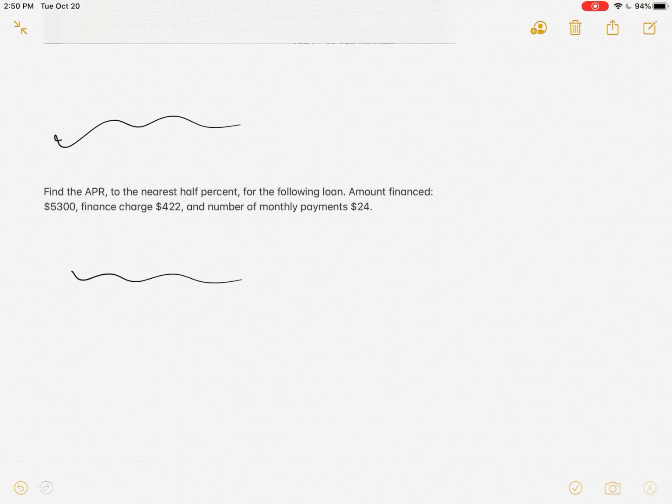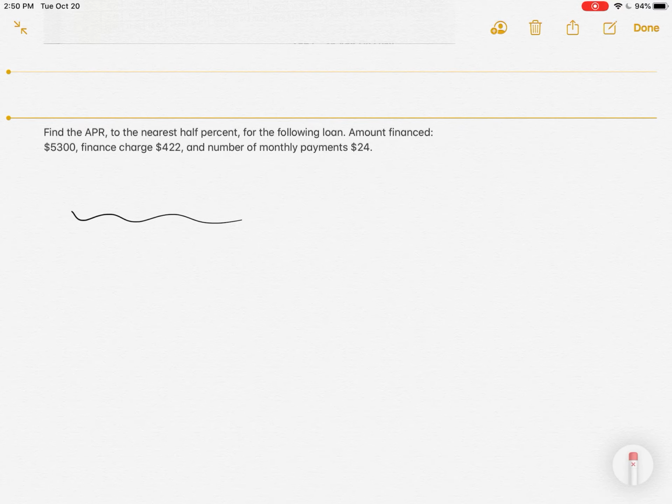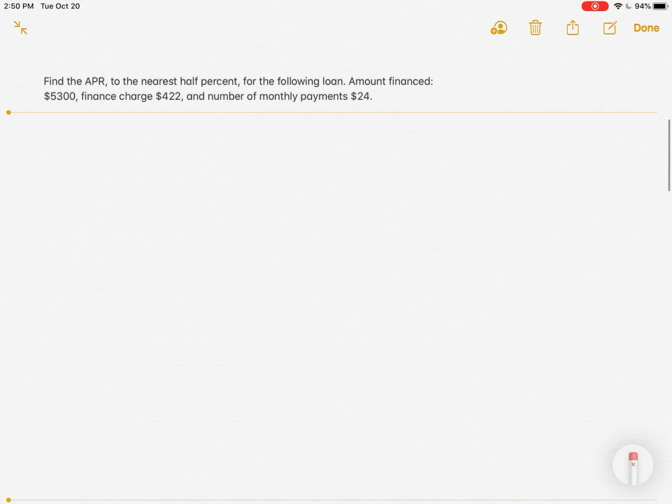Let's take a look at a problem that they're going to give us. Let's take a look at this one right here. Find the APR to the nearest 0.5% for the following loan. The amount financed is $5,300. The finance charge is $422, and the number of monthly payments is 24.